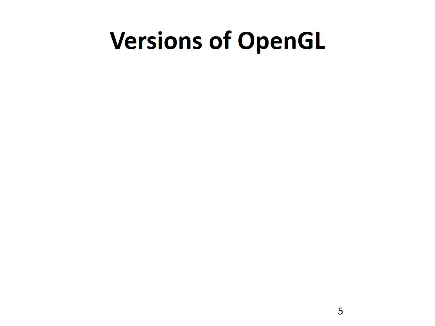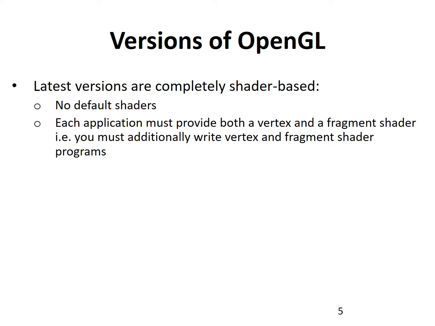There are different versions of OpenGL. Latest versions are completely shader based, while earlier versions of OpenGL came with default shaders. Current versions do not come with default shaders. Each application must provide both a vertex and a fragment shader. This basically means that you must additionally write a vertex shader and a fragment shader program.